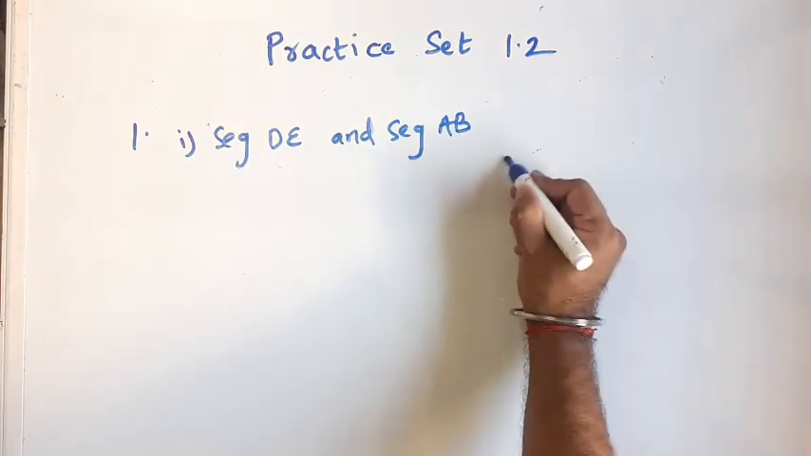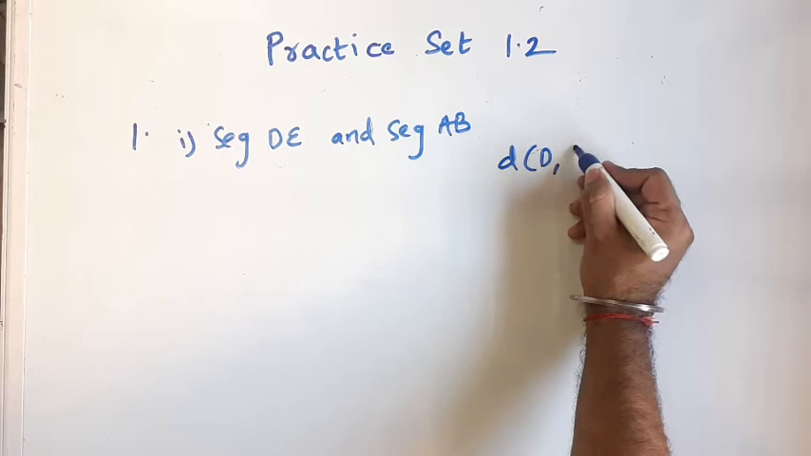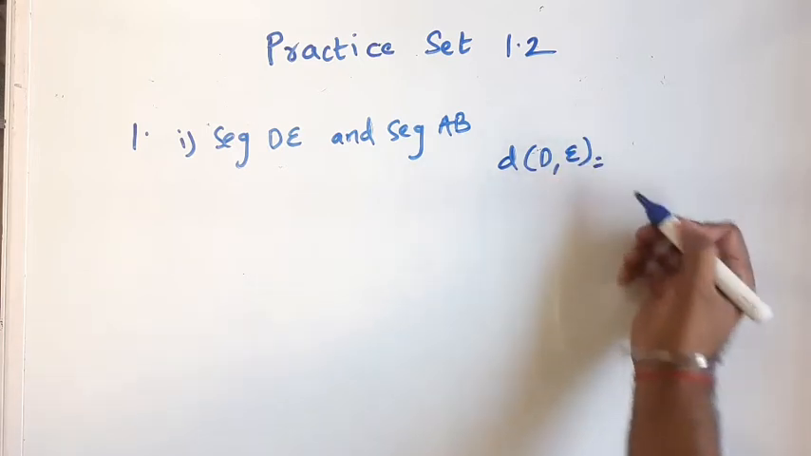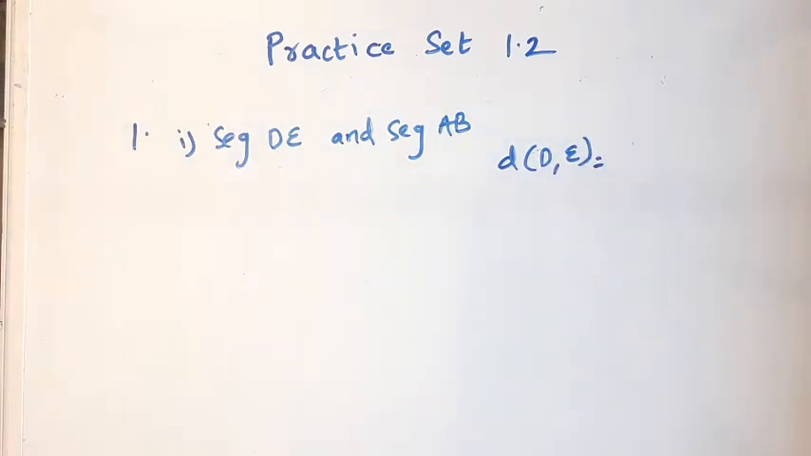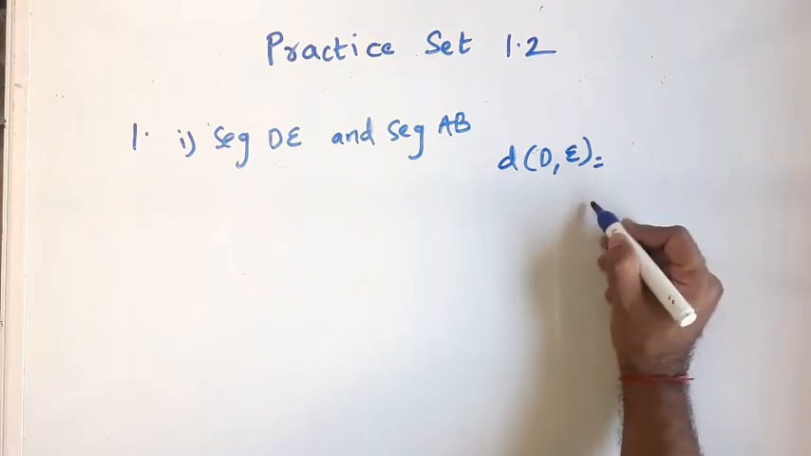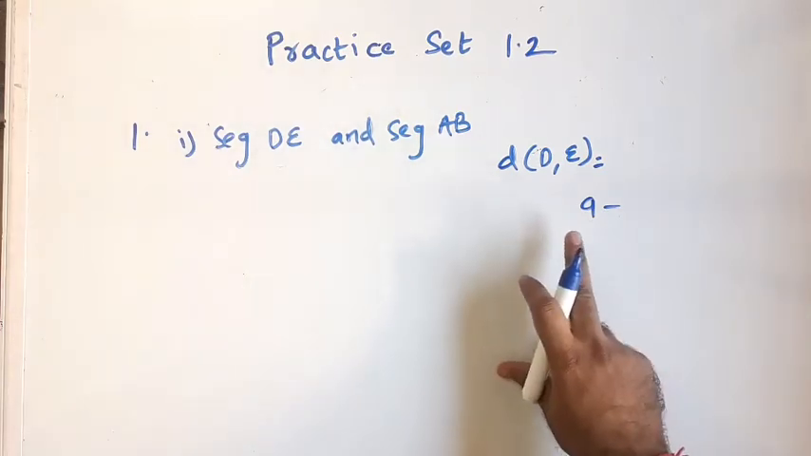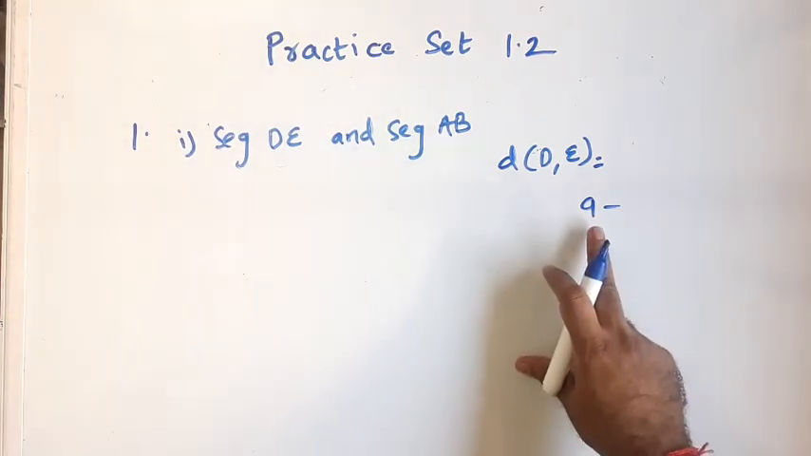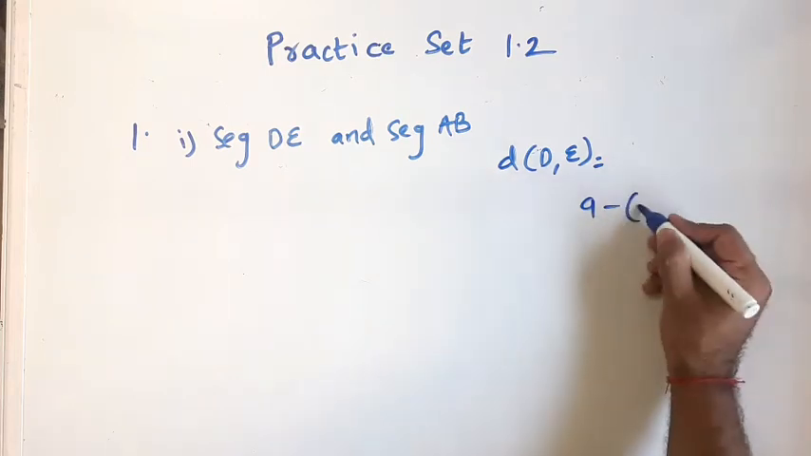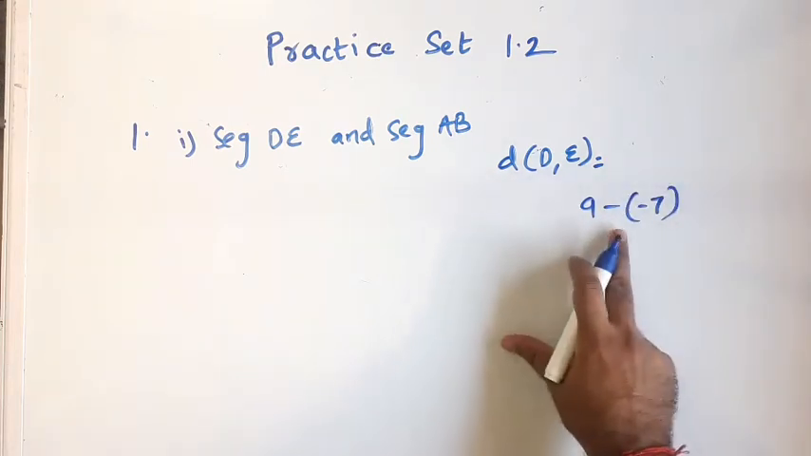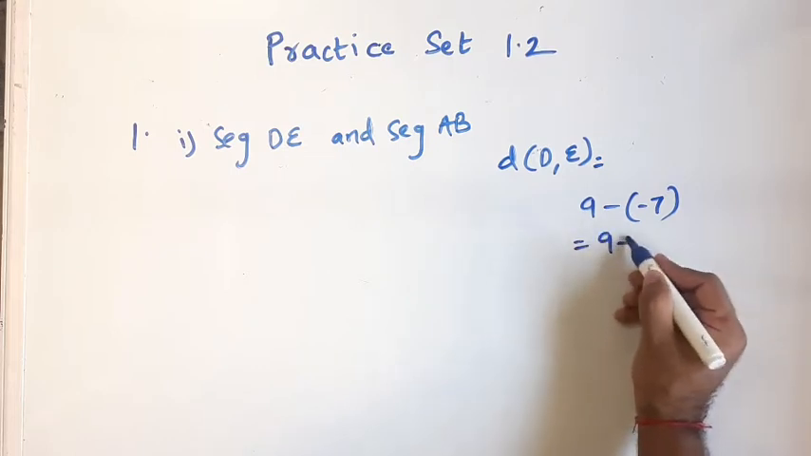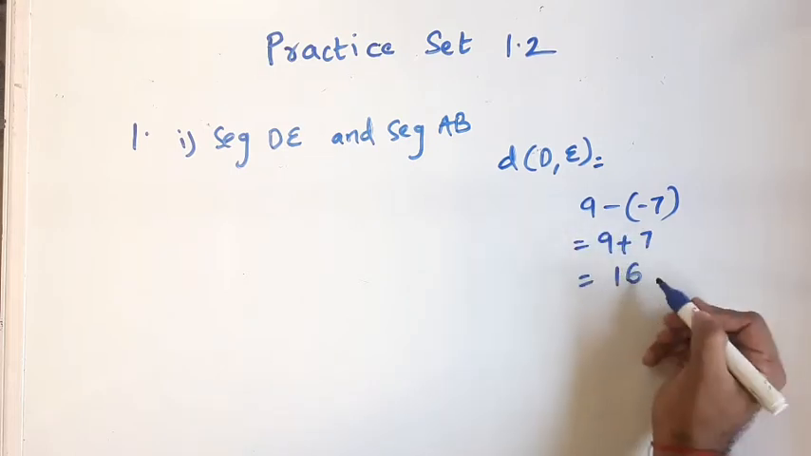So I'll first write here distance DE. Points and coordinates are given, D and E. Which one is bigger? Of course E is bigger because it is positive. So you know that to find the distance on the number line, the formula is bigger coordinate minus smaller coordinate. 9 minus -7, which is 9 plus 7, 16.